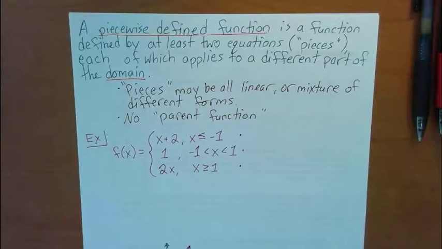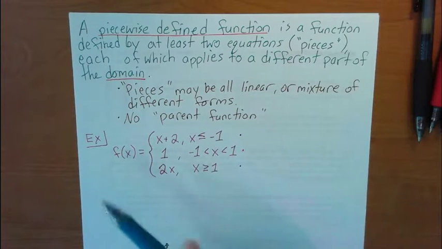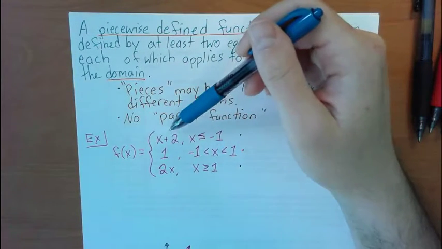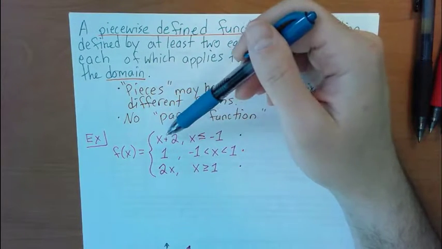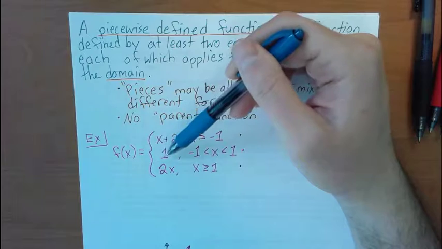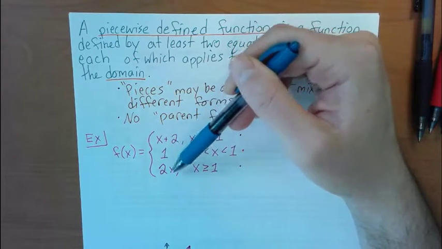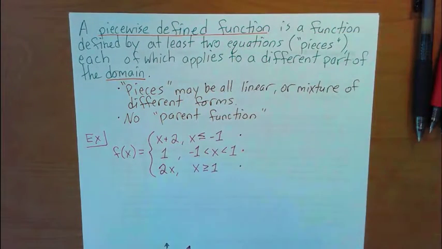We're looking at an example of just the function in front of us here. So as far as the parts go, remember f of x and y are basically the same thing. So I could think about each of these pieces as y equals x plus 2, y equals 1, and y equals 2x. To the right, we have some inequalities.